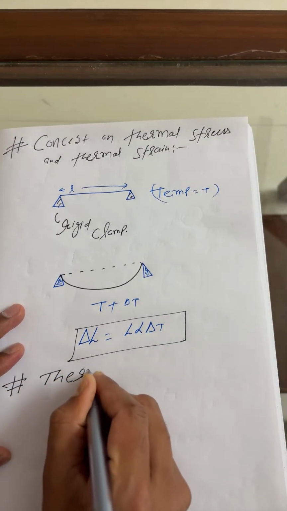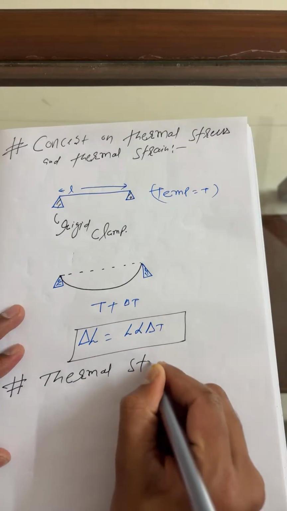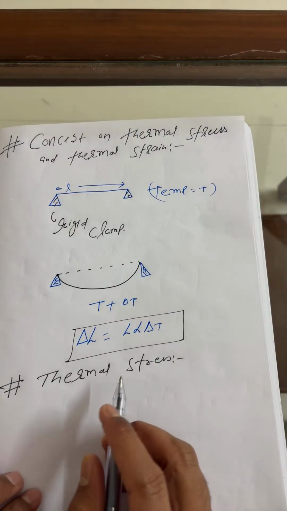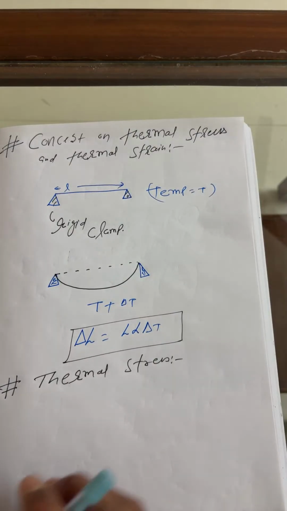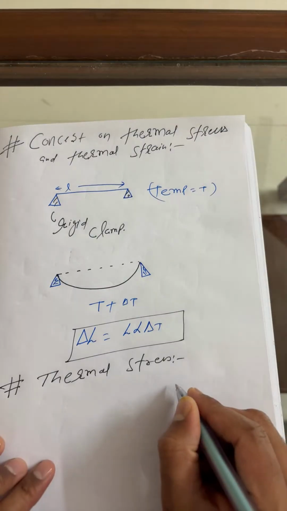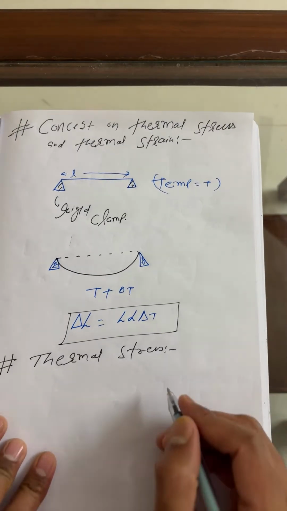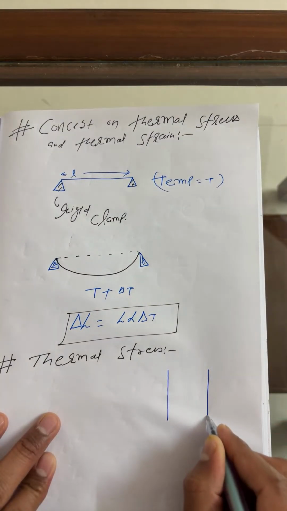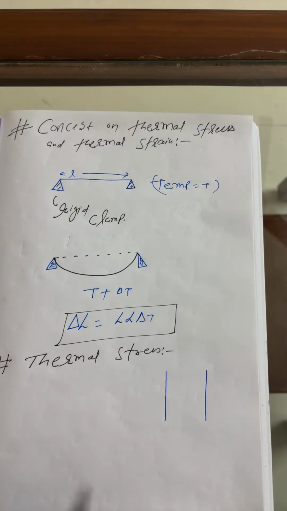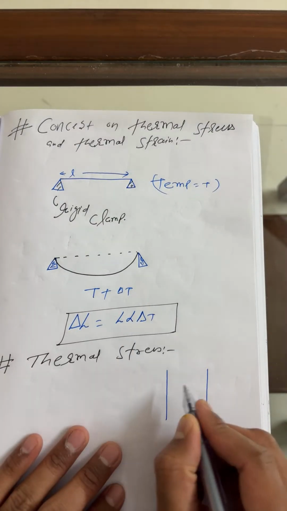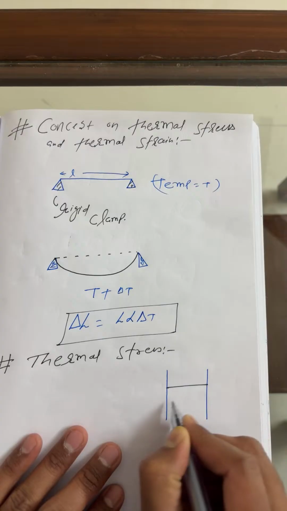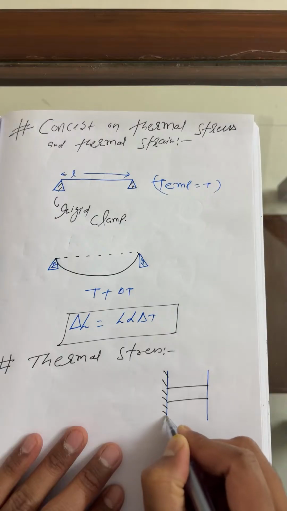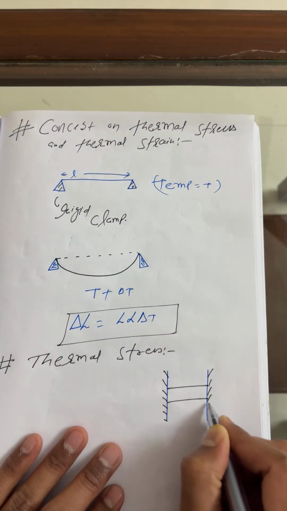This is thermal stress. So how can we define thermal stress here? Have a look at an example. Let us suppose you are considering two rigid supports with a rod between them. This is basically a rigid support.